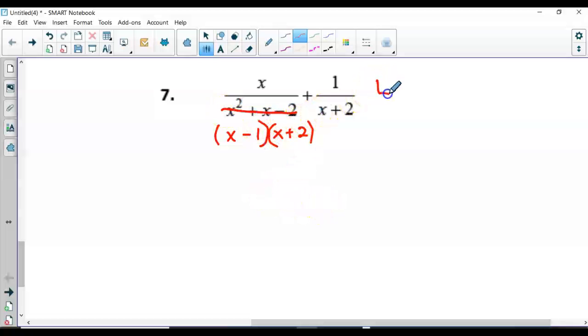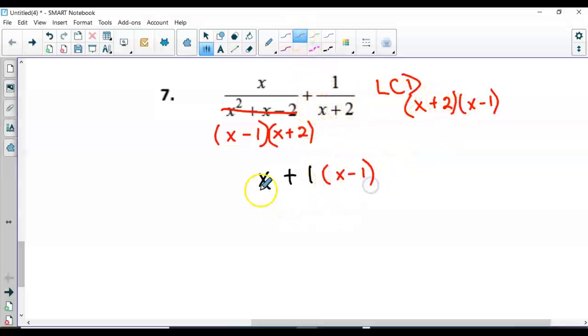So our LCD, write down what's common in both. X plus 2 is in both. And then whatever's left over, which is x minus 1. So that is our LCD. So x already has the LCD, so we don't need to multiply that by anything. Then we're going to say plus, and then 1 times whatever is missing in the denominator over here for the LCD, which is x minus 1. We're placing that all over top of the LCD.